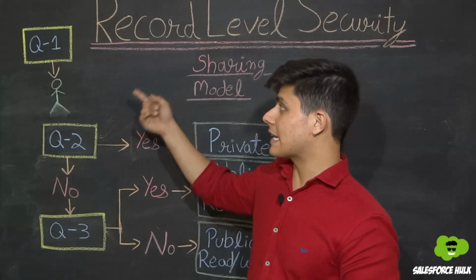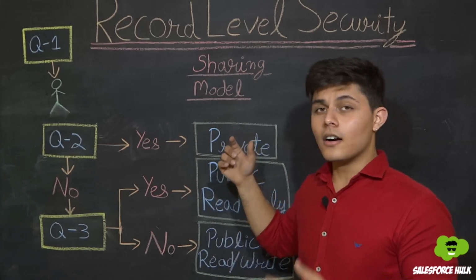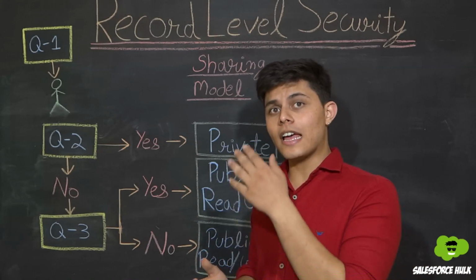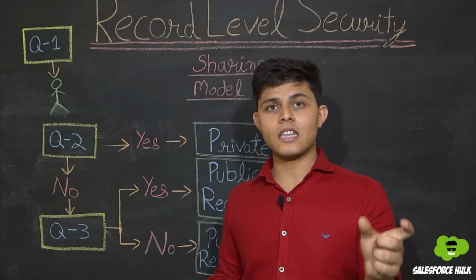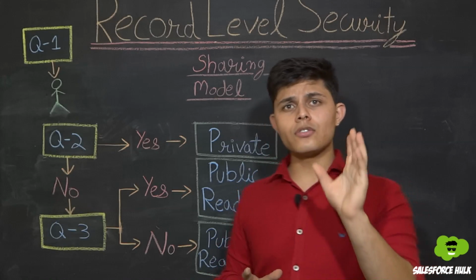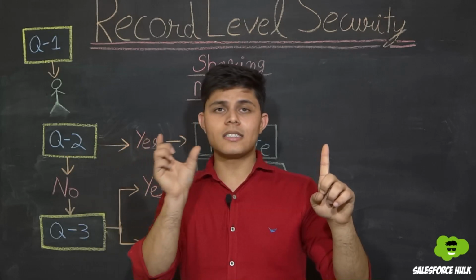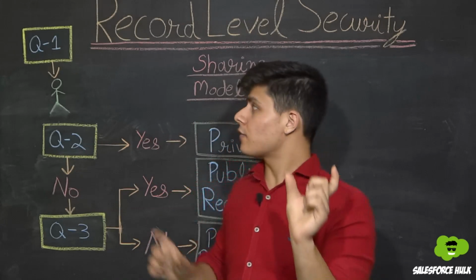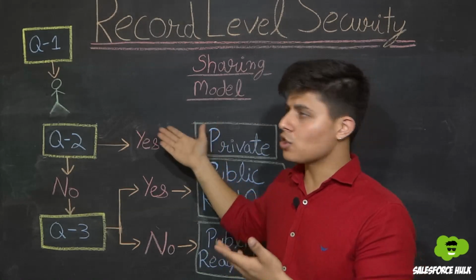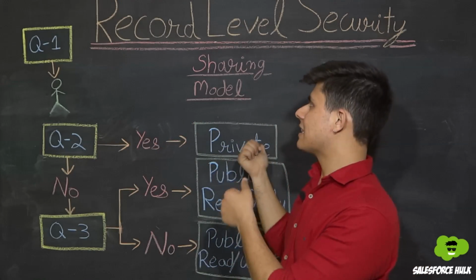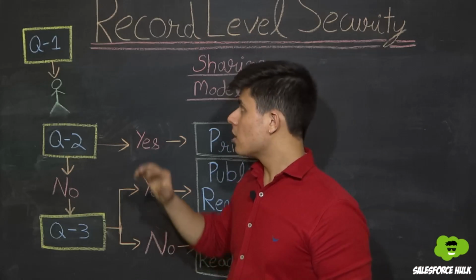So I have drawn a diagram or a flowchart over here, which you will refer to every time you want to decide an OWD access level for any object. First of all, you need a particular object, because OWD is set for that object, and you have to go through all these 3 questions and answer them in a yes or a no, and determine the access levels. Let me explain to you how.